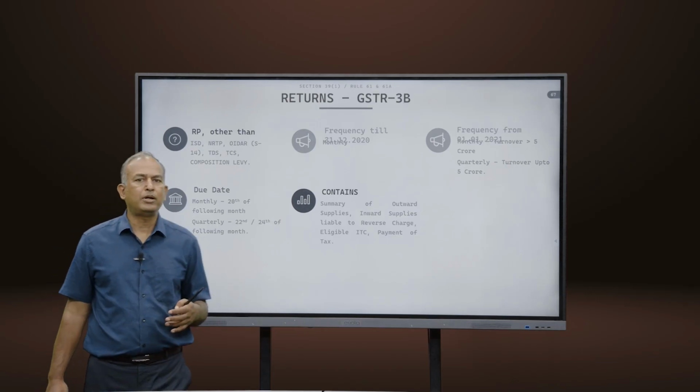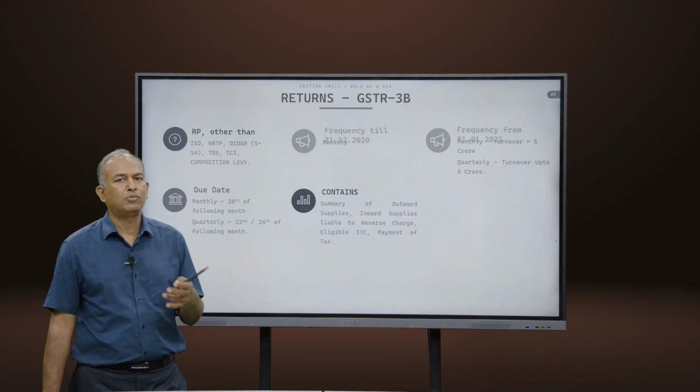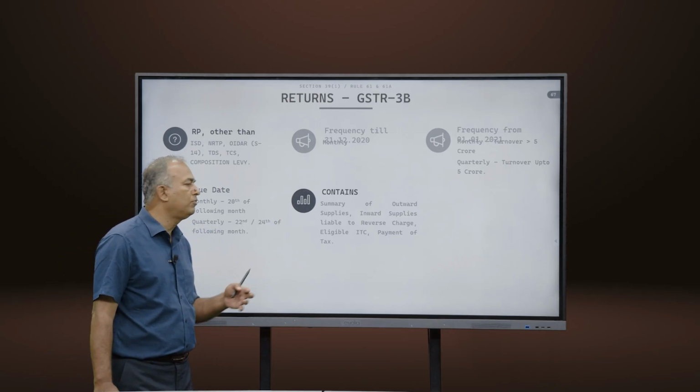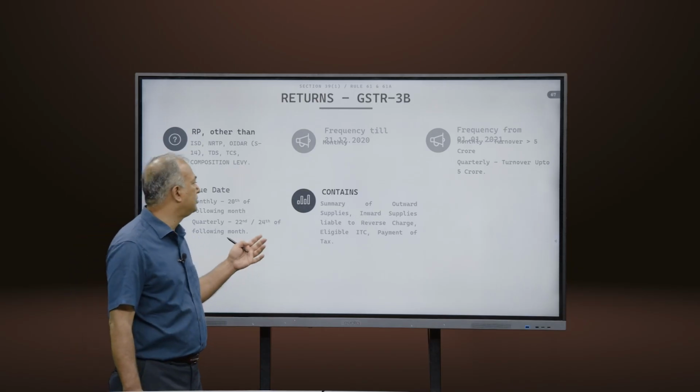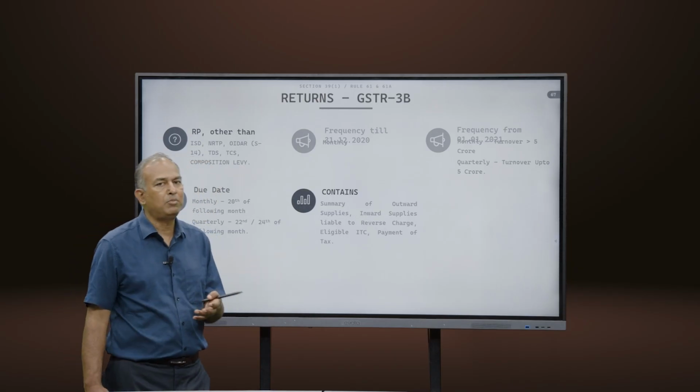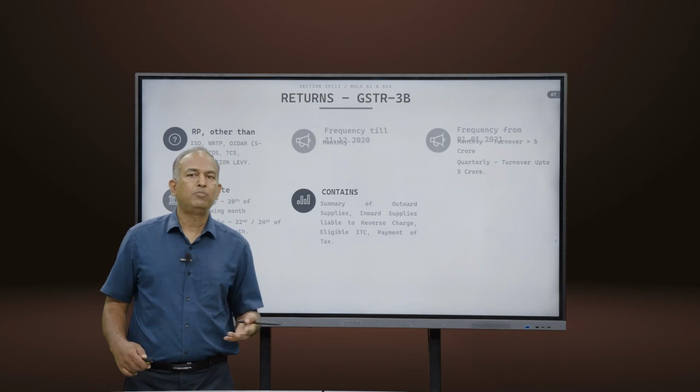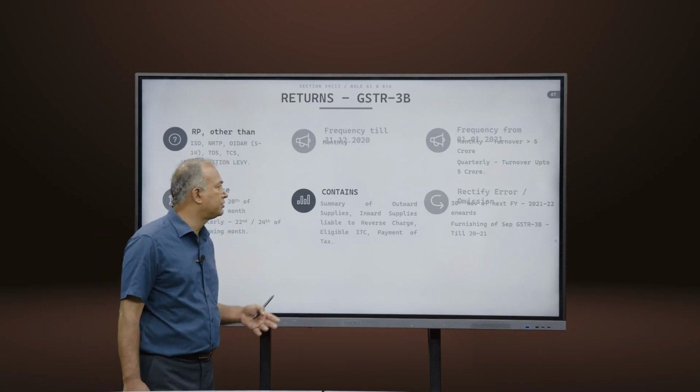What does it actually contain? The 3B actually contains the details of outward supplies. It has the details of inward supplies. It has details liable to reverse charge, the input tax credit, and also the payment of tax details is available.